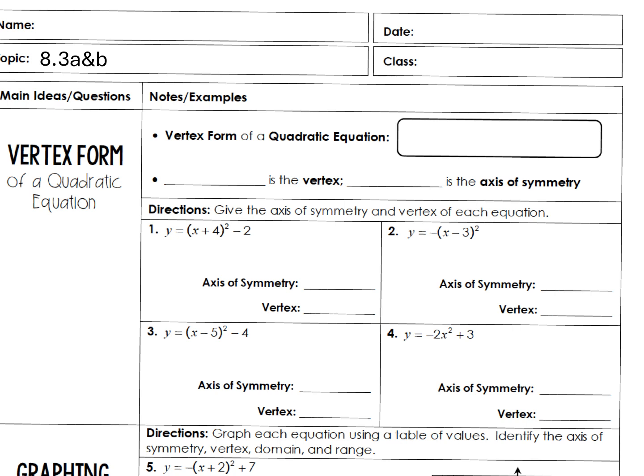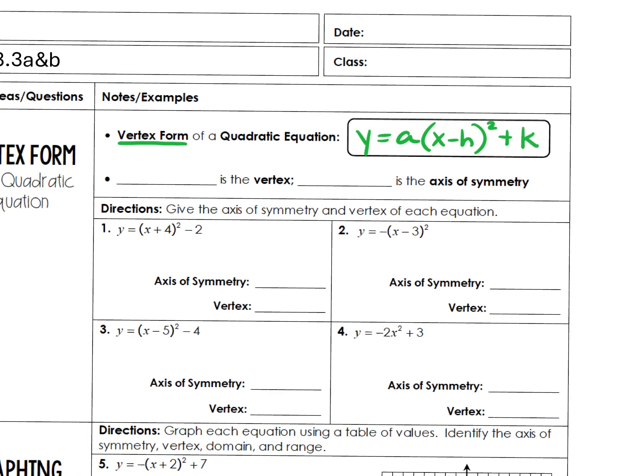So standard form is what I just wrote for you. Vertex form is this: y equals a, and that a is the same a as the other one, okay? Then it's x minus h squared plus k. Your x and y and your a are the same as they would be in standard form. But now you have this h and k. And you actually found h and k for me yesterday.